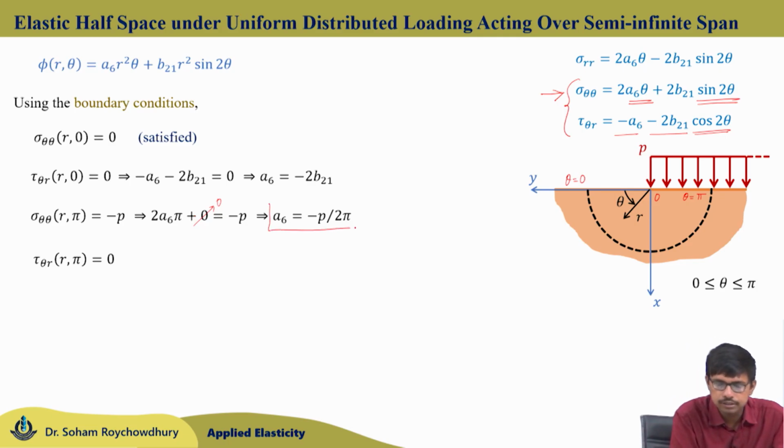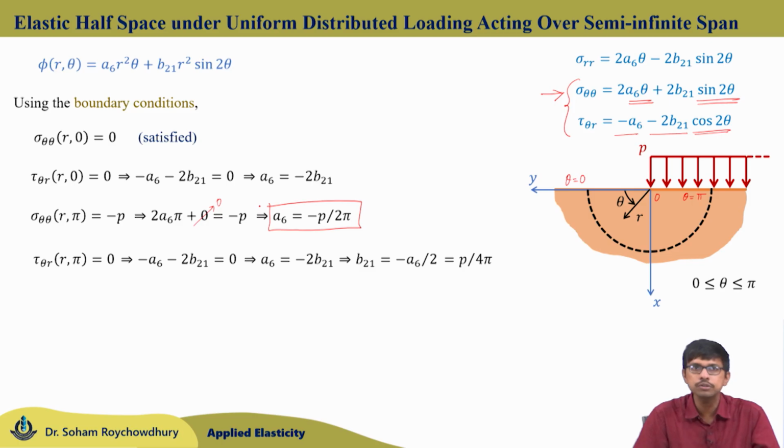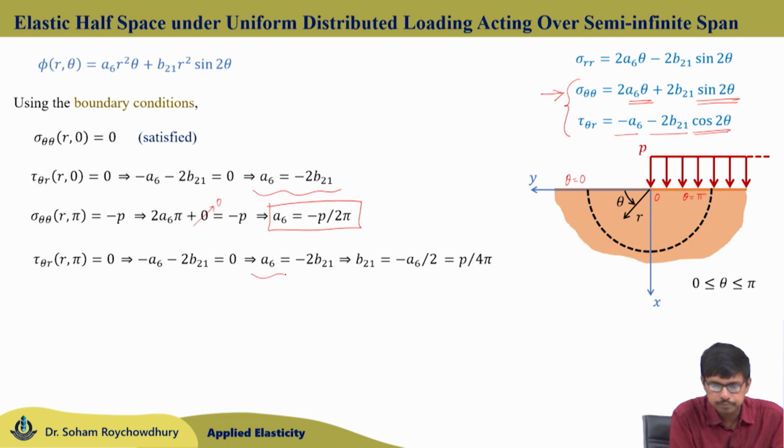So, one of the constants we are able to get from this. And the last boundary condition, tau theta r at theta equals pi, would also give us minus a6 minus 2b21 equals 0, or a6 is equal to minus 2b21. So, you can see the second and fourth boundary conditions are giving us the same term. Now, substituting a6 here, we can obtain b21 as p divided by 4 pi.